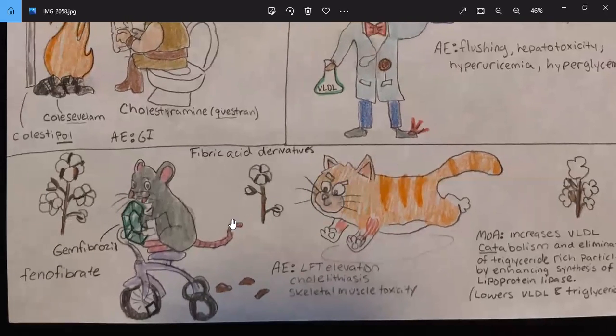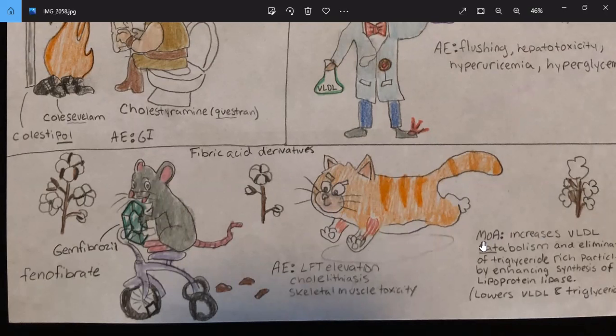So now we have our fibric acid derivatives, which are gemfibrozil and fenofibrate. So what we got going on here is this rodent, this rat vermin, is going to represent VLDL, and this cat who's chasing him. And all of this is taking place in a cotton field, which is why we have these little cotton things, because cotton is fiber, fibric acid, fenofibrate.